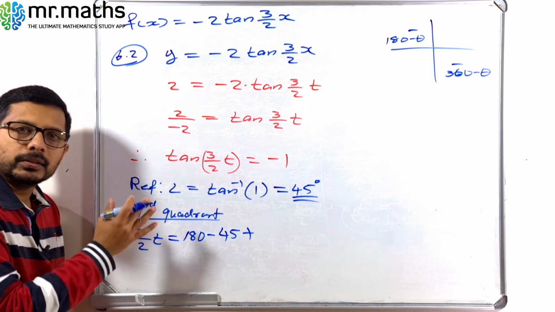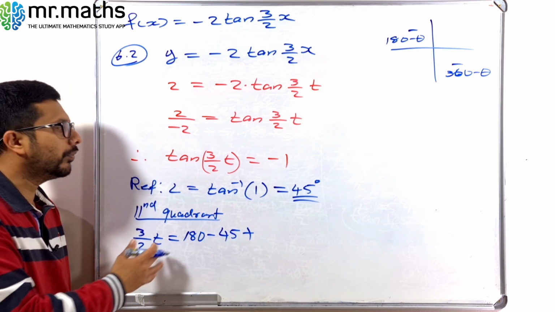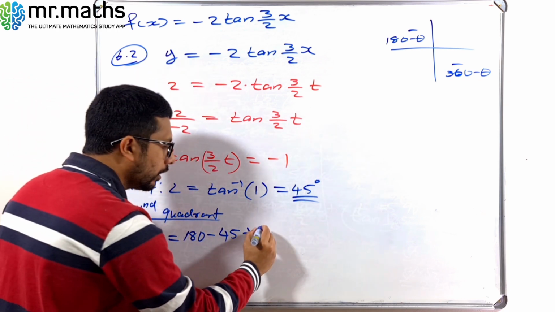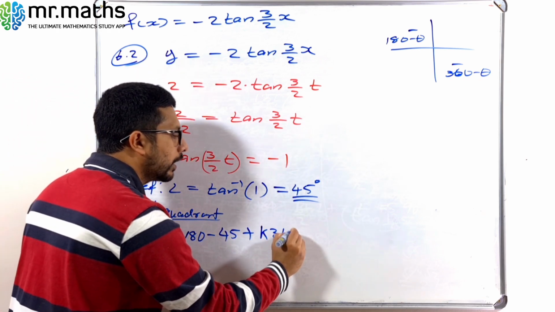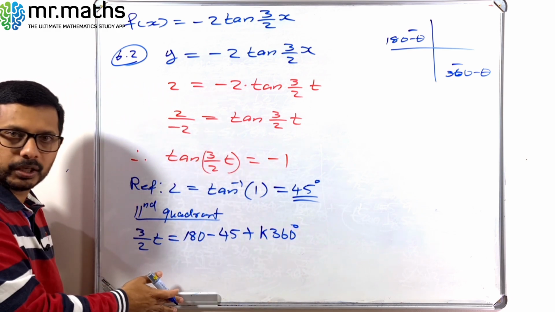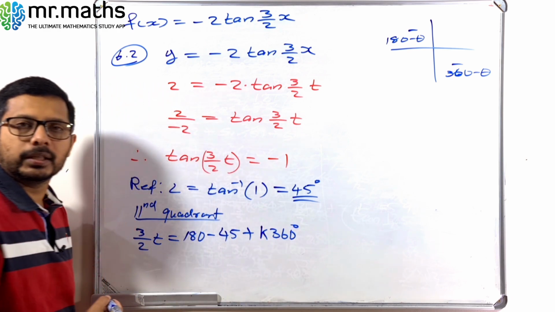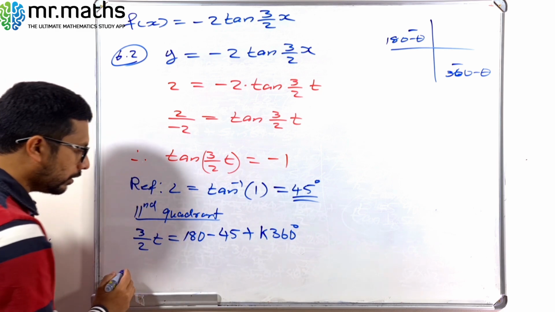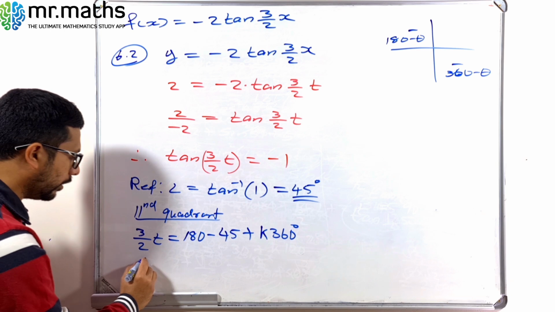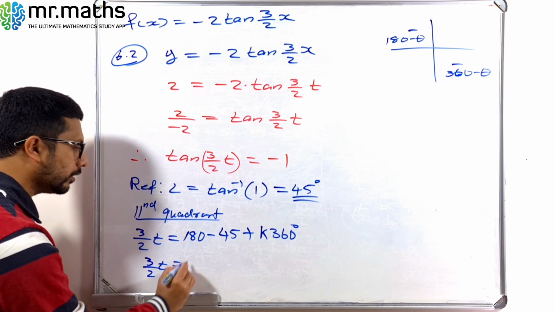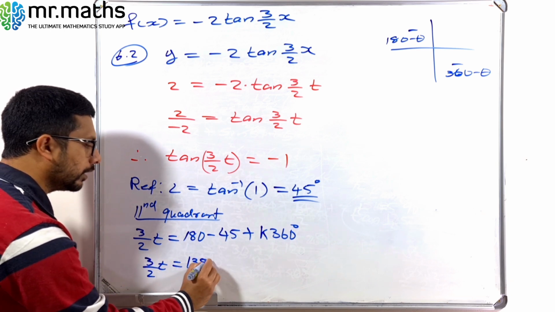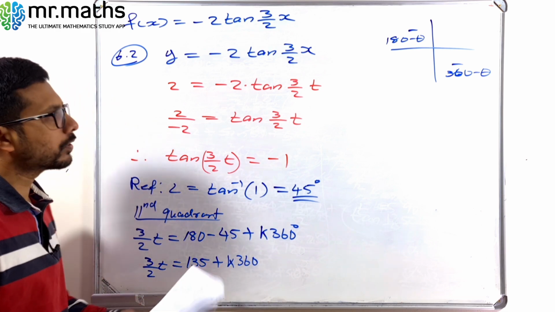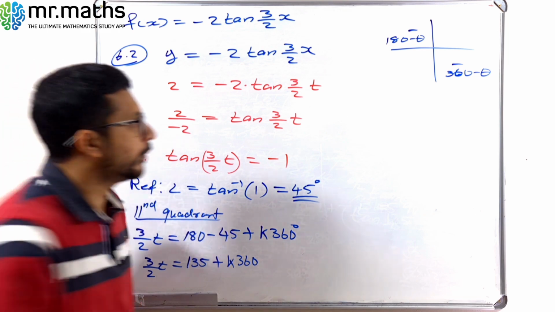But when you apply this method, even though it is tan, when you are applying based on that Cartesian plane, here you are supposed to write plus k 360. If you are doing it like this, you have to write plus k 360 because it is based on that Cartesian plane. So from here, 3 over 2t is equal to 180 minus 45, which is 135, plus k 360 degrees. Okay, so now let me write the remaining there.